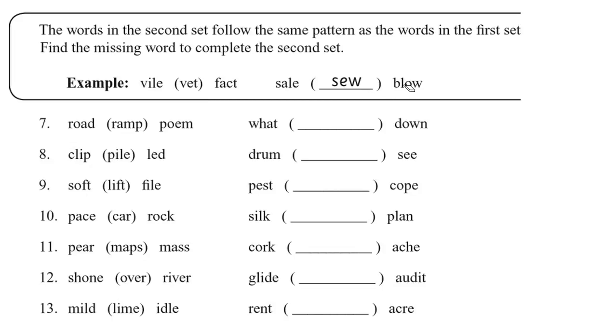That's the idea here. So I'm going to repeat that. The words in the second set follow the same pattern as the words in the first set. Find the missing word to complete the second set. Letters from vile and fact are picked to make vet, which is the word in the middle here. And likewise, you're going to pick letters from sell and from blow to make the word that goes in here.